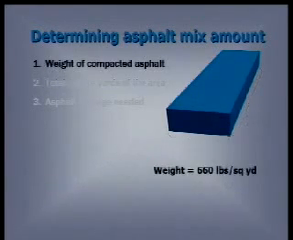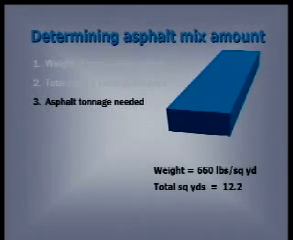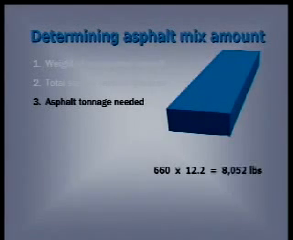Now that we have the weight of compacted asphalt in pounds per square yard and the total square yards of the area to be repaired, we can then determine the asphalt tonnage needed to make the repair. We do this by multiplying the total weight of compacted asphalt in pounds per square yard times the total square yards of the area to be repaired. The result is the total pounds of asphalt needed to make the repair.